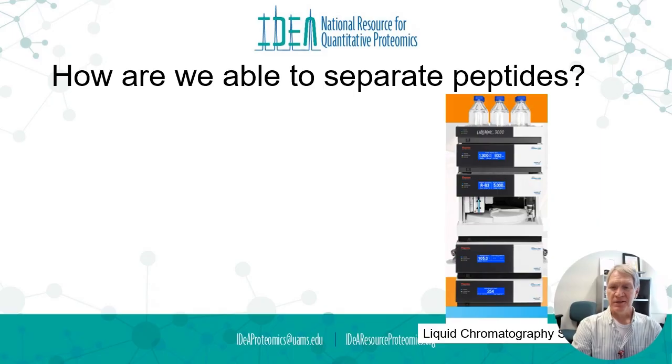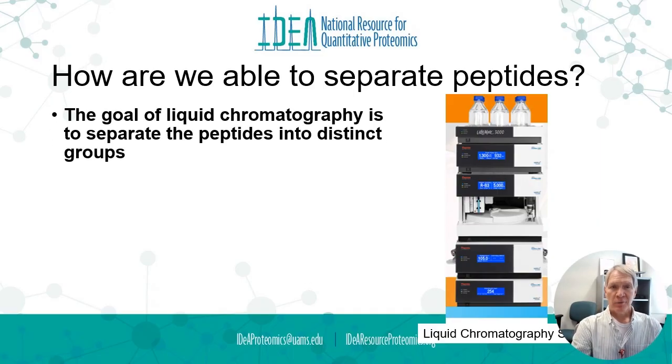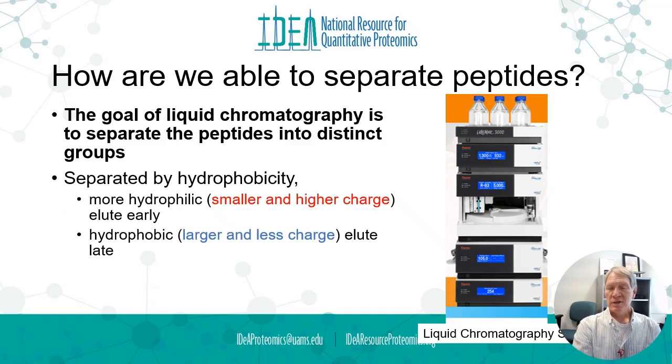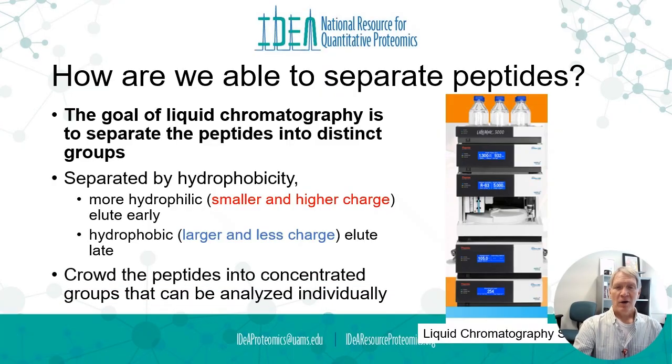We use this really fancy thing called liquid chromatography. And the goal of liquid chromatography is to separate the peptides into distinct groups. So we want to separate them by their hydrophobicity. The more hydrophilic peptides, which are the smaller, higher charged ones, will elute early. And the hydrophobic ones are larger, they have less charge, and they'll elute late. And the goal of chromatography is to crowd those peptides together into concentrated groups that can be analyzed individually.